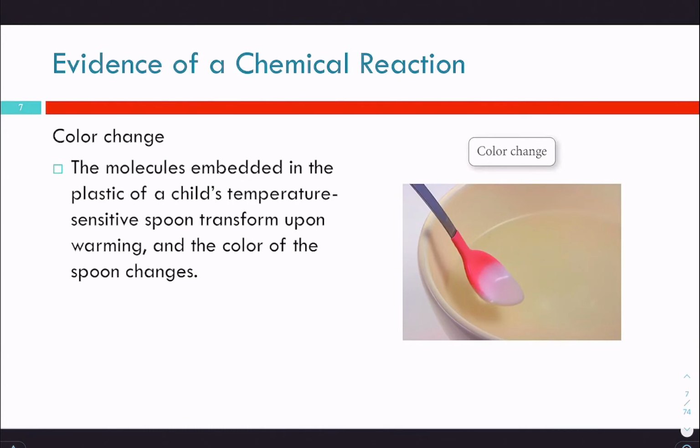One of the big ones is a color change. Some chemical reactions are reversible. This is an example of one. So you have these molecules that are embedded in the plastic of a spoon, and it changes color because the molecules, as they heat up, change shape. And that changes the way that they interact with light.